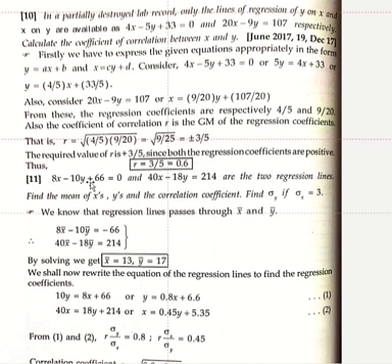Next problem. Similar problem. 8x minus 10y plus 66 is equal to 0 and 40x minus 18y is equal to 214 are the two regression lines. Find the means of x and y and the correlation coefficient. Find sigma y, that is the standard deviation of y, if sigma x is equal to 3.